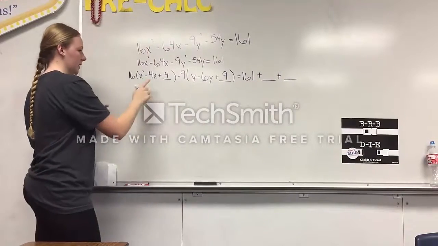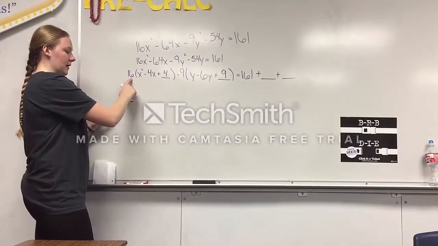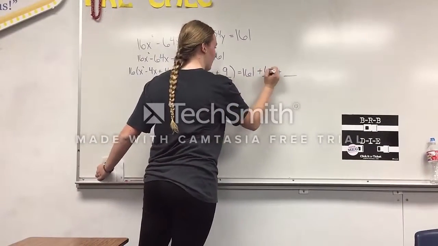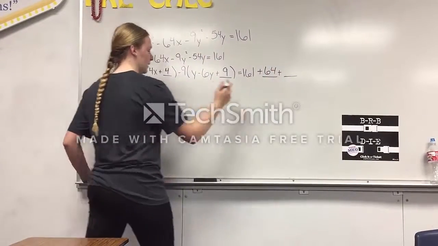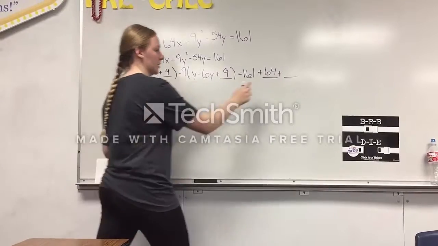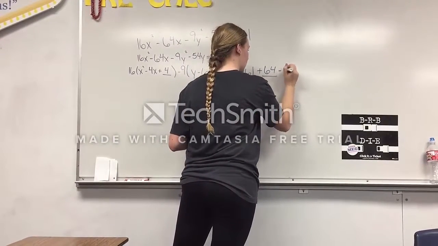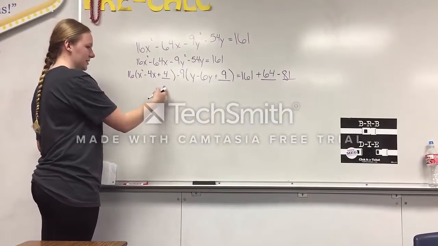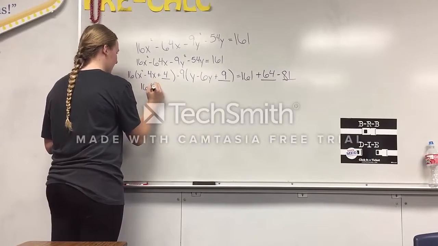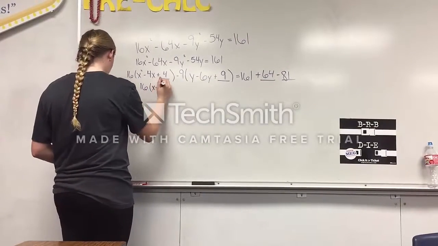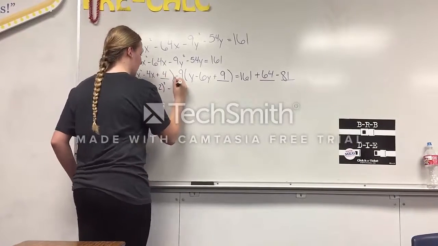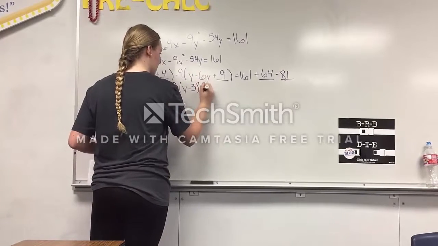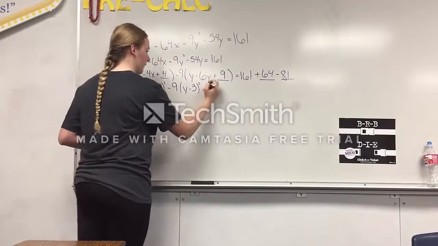So the numbers that go on those blanks are these numbers. But since that number is in the parentheses, we have to do 16 times 4, which equals 64, and 9 times 9, which is 81. But there's a negative right here, so this is minus 81. Now we're going to factor the parentheses. 16 times (x minus 2) squared minus 9 times (y minus 3) squared equals 144.